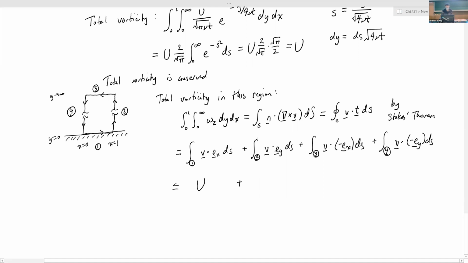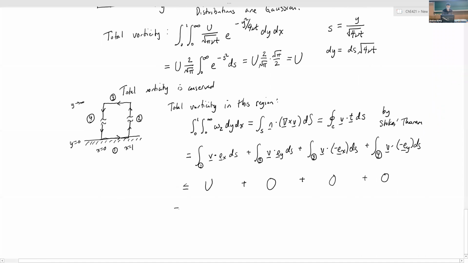It turns out that all of these other integrals are also really easy to evaluate. This right here is v dot e_y, which is just v_y. There's no velocity in the y direction. This right here is v dot negative e_x, and so that's minus v_x. But we're out at y equals infinity, and that boundary condition said that this also has 0 velocity. So this is 0. And by the same logic for part 4, this is also 0.